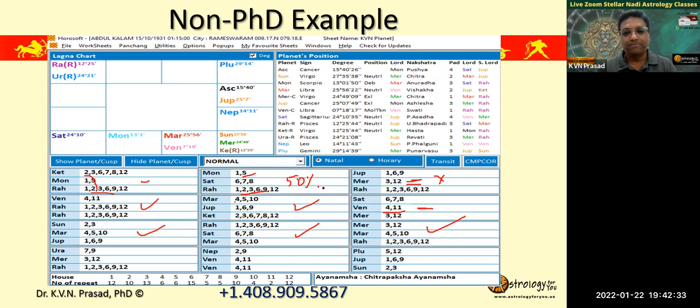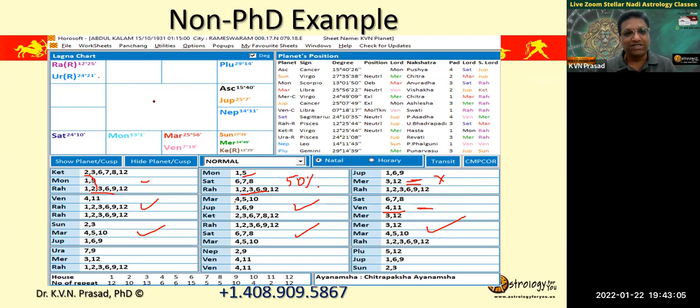What is the second rule? Ninth house. What is the ninth house? For Cancer ascendant, Meenam, Jupiter is the lord. So Jupiter, what did I say? 2, 4, 5, 9, 11 has to be there. In Jupiter, it is not there. And then what is the next rule?